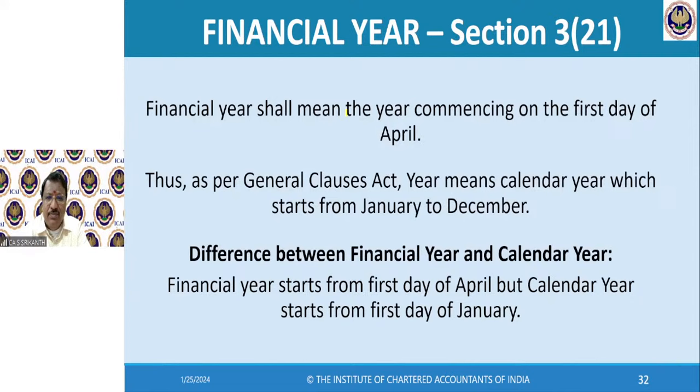September is 7, so December should be 12, no? But it is that because they had only 10 months. Then when Julius Caesar came, he introduced one more month, July. And Augustus came and he introduced one more month, August. And therefore they made it into the 12 months. Then this became the Gregorian calendar.